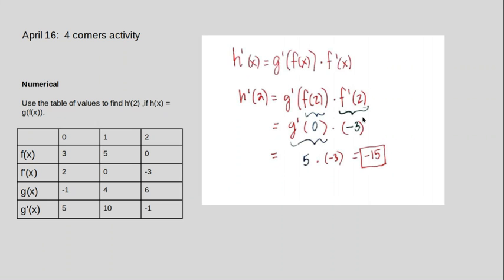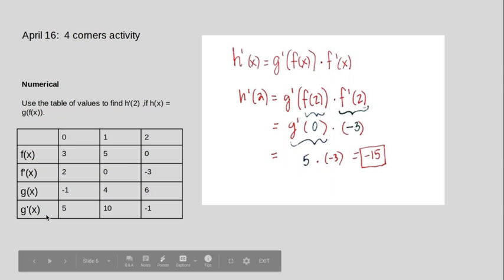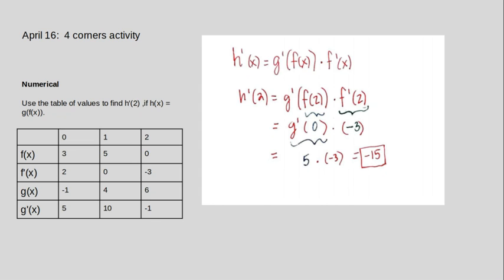F prime of 2 I found from the table. F prime of 2 is negative 3. And then f of 2 I also found from the table. F of 2 is 0. So here's my 0. And then g prime of 0 is 5. So 5 times negative 3 is negative 15. If you got something else, take a look at what you did. I'm not sure. Some of you had negative 18.